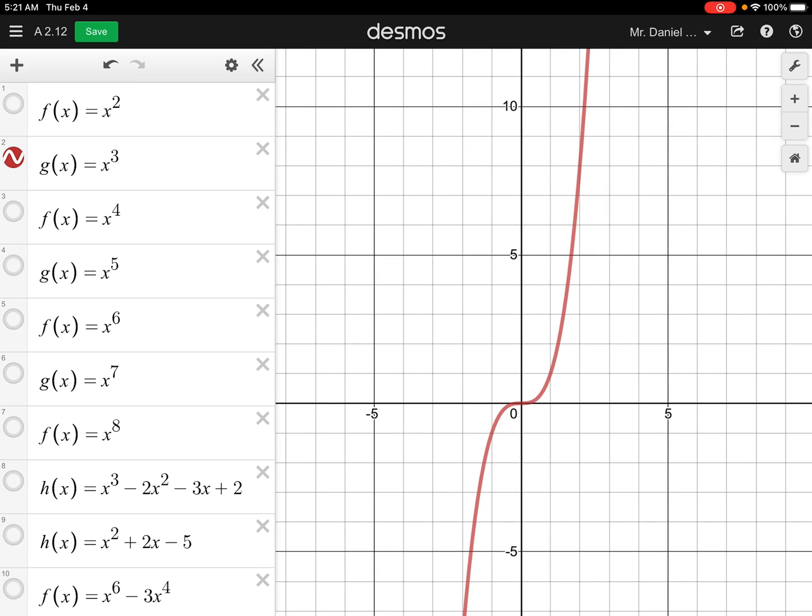What about this one, x to the 3rd? We see some stuff in quadrant 1 and in quadrant 3, and the area where I'm in quadrant 1 is the same where I am in quadrant 3.